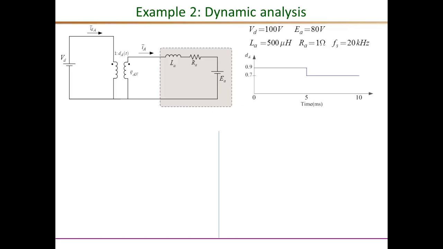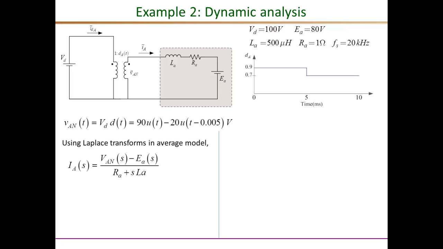So we use the same average model, just that now we are dealing with transient or dynamic analysis, so we cannot afford to short circuit the inductance. It should be present for any dynamic analysis. So this is the expression for VAN average. Actually, there should be a bar on top here to denote average. So that is VD times D of T. D of T is this waveform, which is mathematically 0.9 U of T, then it goes to 0.7 at 5 milliseconds, which will be minus 0.2 U of T minus 0.005. So that times VD is this expression.